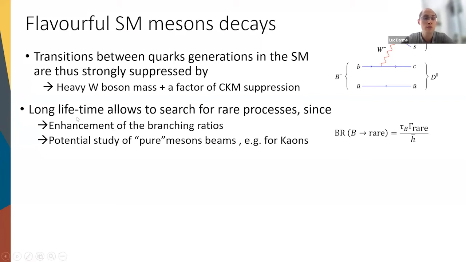This means that you have an enhancement of the branching ratios for a very simple reason. If you want to look at something that is very rare, it means that you have a tiny decay width, this gamma here, but if the lifetime is very long, then you gain a lot. So basically, it's significantly simpler to look for a very rare decay when your particle is very long-lived, simply because it does not have a simple way of decaying already. So the branching ratios are automatically smaller, even if the width is quite tiny.